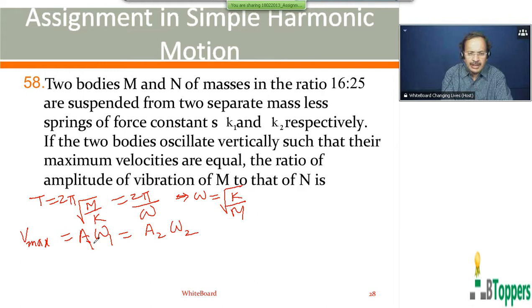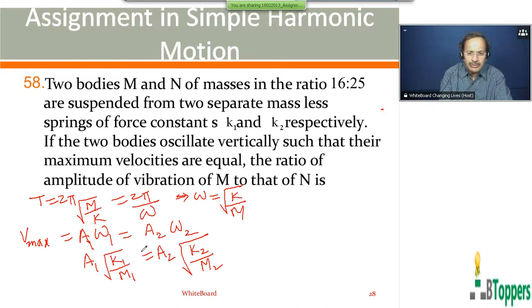A1 is the magnitude of the displacement amplitude for the first body. A2 is the magnitude of the displacement amplitude for the second body. Omega 1 is the angular frequency of oscillation for the first body. The mass of the first body is denoted by M1. So angular frequency omega 1 can be written as root of K1 by M1. The angular frequency of the second body, denoted by omega 2, is root of K2 by M2.